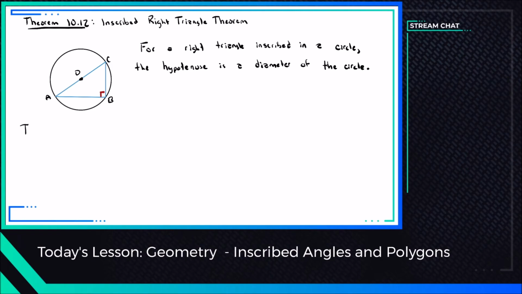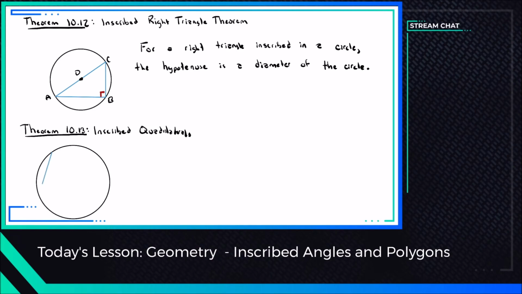And if we take a look at theorem 10.13, which is going to be inscribed quadrilaterals, that's a really bad look of quadrilaterals there, isn't that? Anyways, we'll draw a circle here. And we can draw any old quadrilateral we want. So we'll go to here, up to there, over to there, and up to there. So, a pretty funky quadrilateral. And our endpoints are going to be D, E, F, and G.